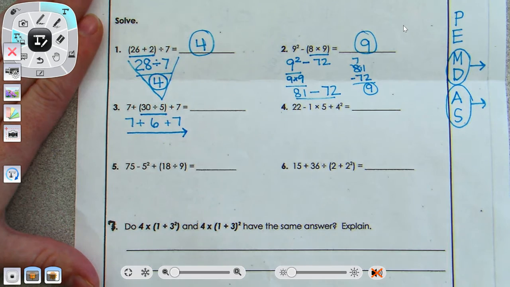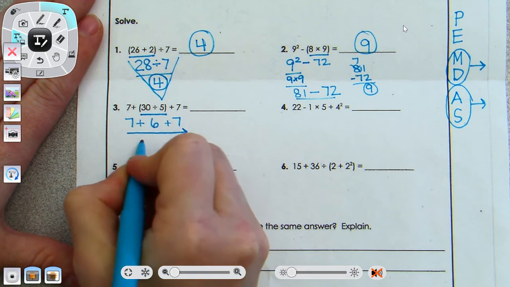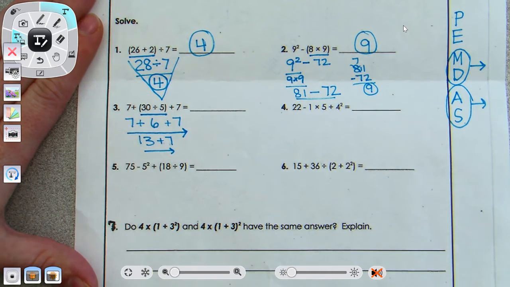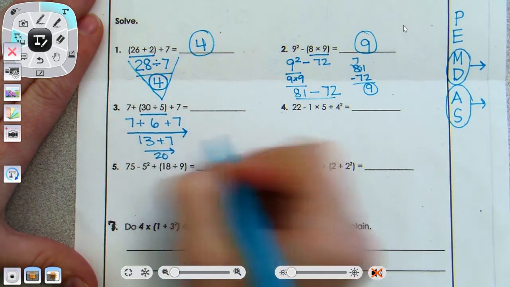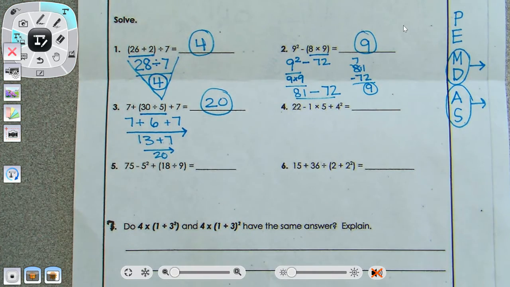So I like to underline it and show that it's happening left to right. So 7 plus 6 is 13. I still have some more to do. 13 plus 7 equals 20. Let's try the next one.